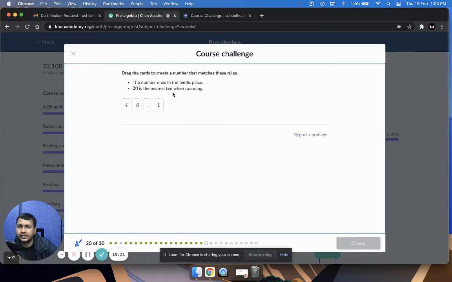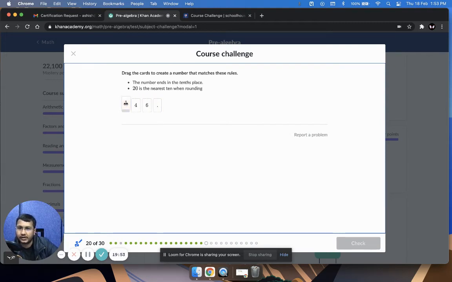20 is the nearest 10 when rounding. Okay, this is very interesting. Love this question. The number ends in the 10th place, so we need a decimal here, because we need a number that ends in the 10th place. 20 is the nearest 10 when rounding. So that's the tricky part. We need a number that when rounded gives 20. Can't be 46. That will give me 50. So the number should be between 15 and 25.